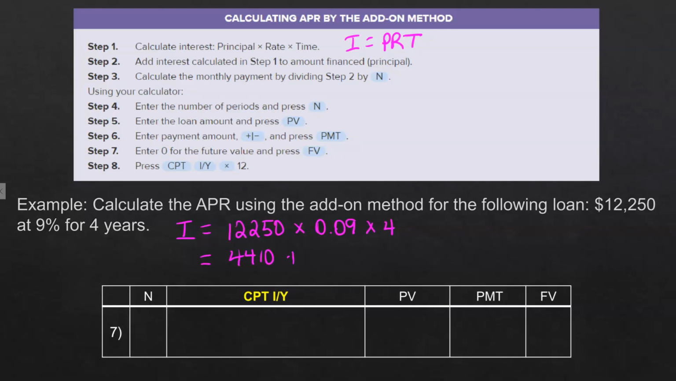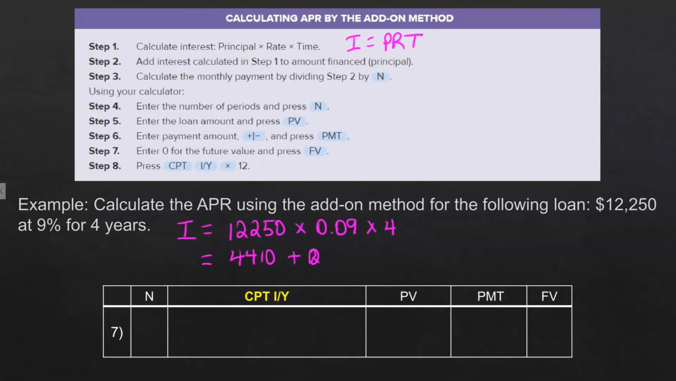And then we add the 12,250 to get this total amount of 16,660. Now we're going to divide that. I'm going to pause this here in a minute and fill out the chart, and then we'll talk about it because I'm about to run out of time. So we're going to divide that by 48 to get our payment, 347.08. All right, so pause.